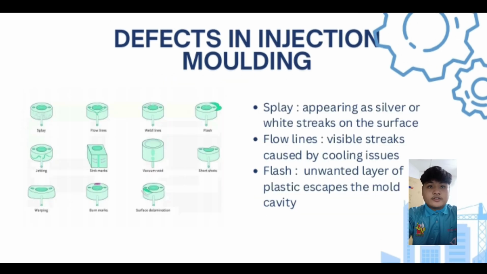Now we go to defect in injection molding. First is splay, appearing as silver or white streak on the surface. Second, flow lines, visible streak caused by cooling issue. Third, flash, unwanted layer of plastic escaping the mold cavity.